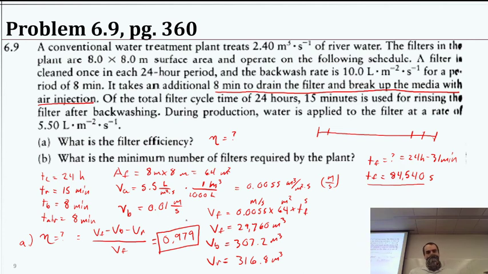So if I was really being careful about significant figures here, it would just be 0.980 because our area was given with two, even though some of the other info was given with three significant figures. But anyway, okay, good question. Any other questions about this problem? Part A. Okay, so we'll go on to part B.